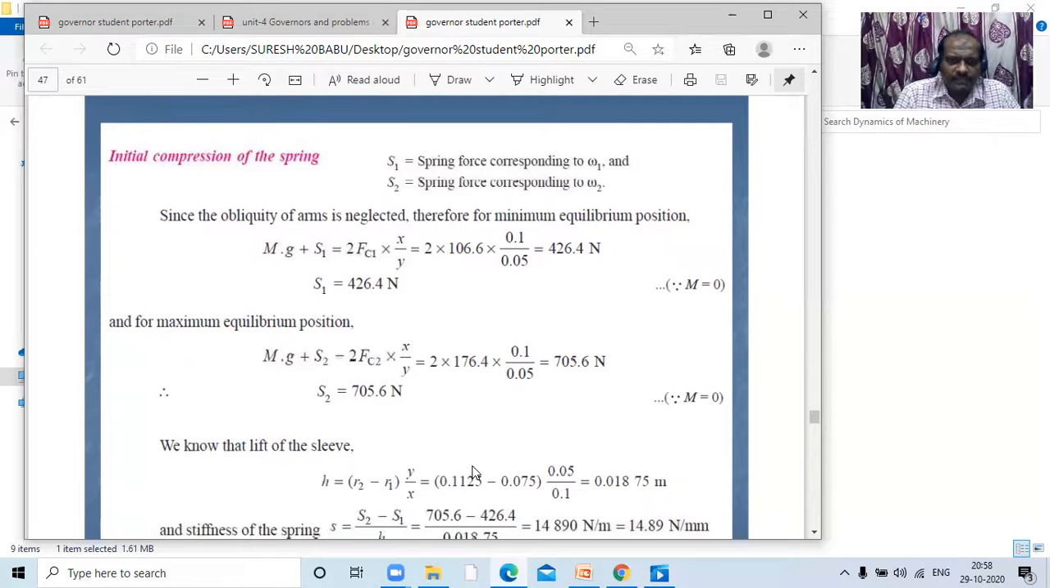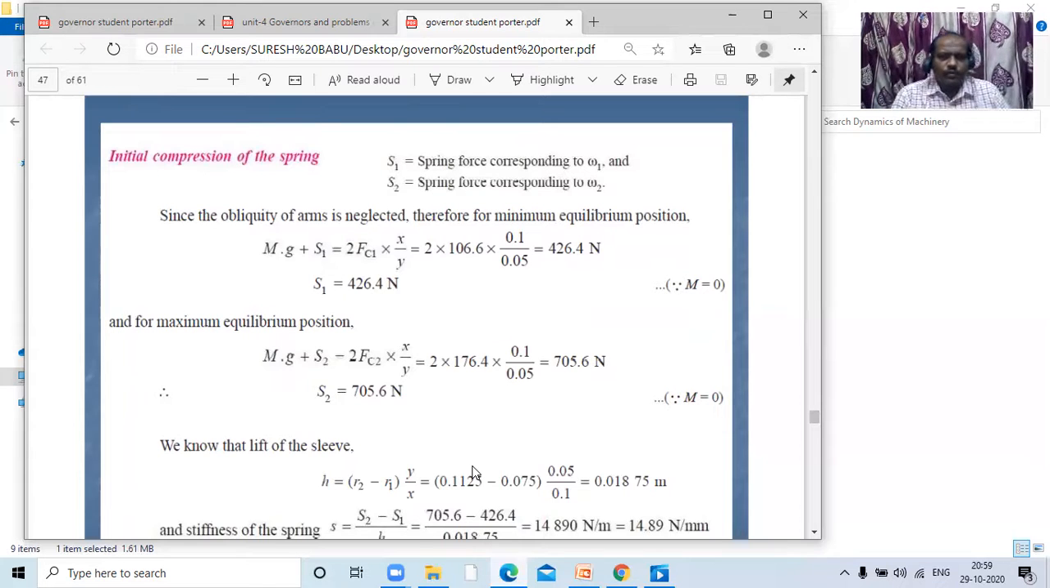For maximum equilibrium position, that is mg plus S2 is equal to 2 Fc2 into x by y. So by using this equation, you replace for the maximum condition, that is 2 into 176.4 that we have already calculated based upon centrifugal force. X by y value is common, 0.1 by 0.05, that is 705.6 newtons. This is the maximum equilibrium position.